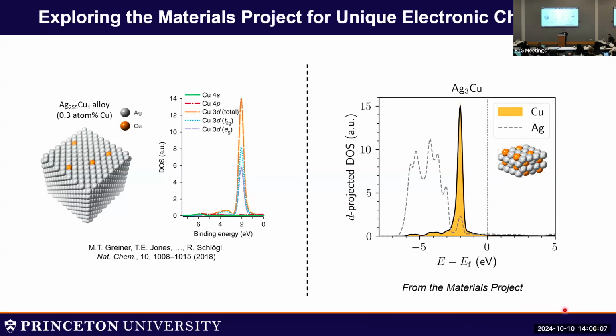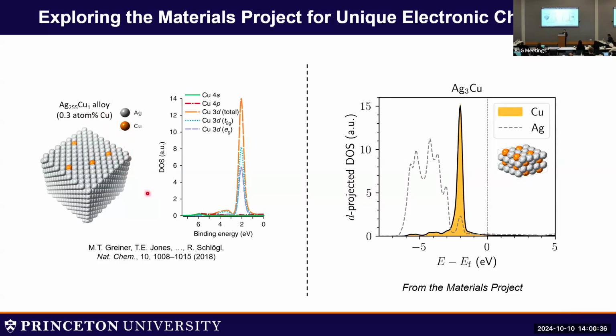So if we want to take a look at a unique electronic character, there are many ways in which you might tackle this. One example of several that I thought about was looking at some of the prior experimental literature on what are called single atom alloys. So on the left-hand side is kind of a cartoon schematic of a representative single atom alloy where you have a host metal that's silver, you have these dopant metal species that are in orange, the copper species, and a relatively low fraction on the surface.